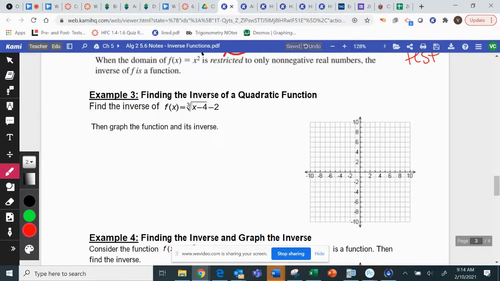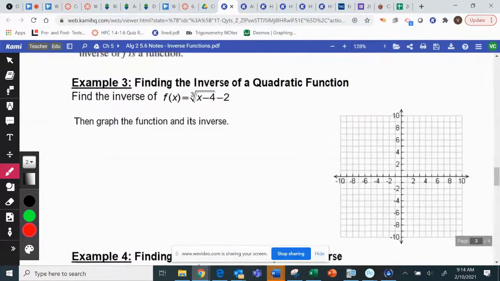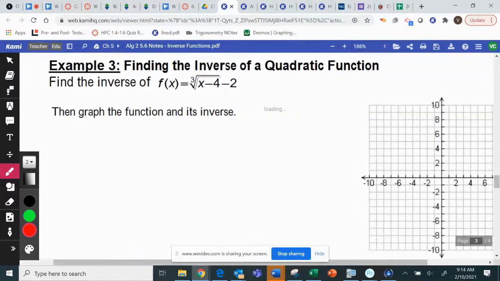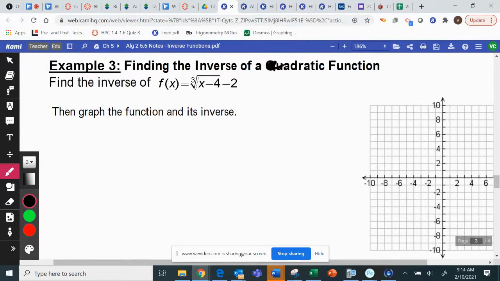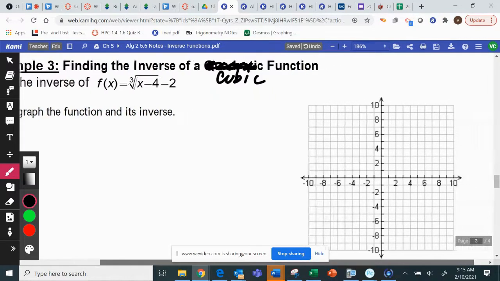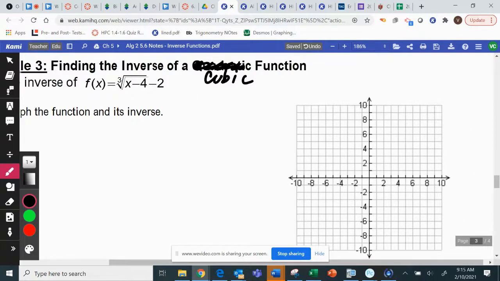All right, let's find the inverse of a quadratic or cubic function. It says quadratic. I forget to change this every year. This is cubic. Every year I forget to change that. Okay. So we're going to find the inverse of a cubic function. And then we're going to graph the function and its inverse. And you know what? I'm going to start with the graphing piece.